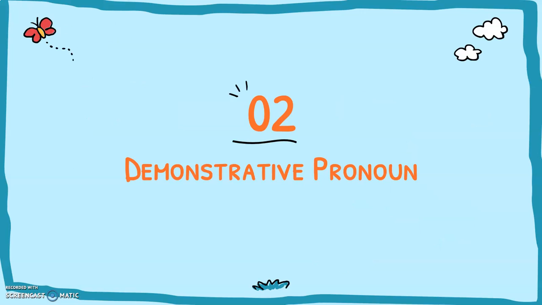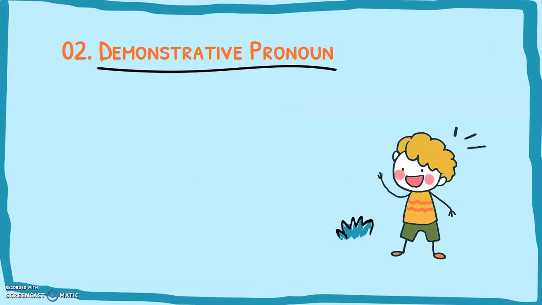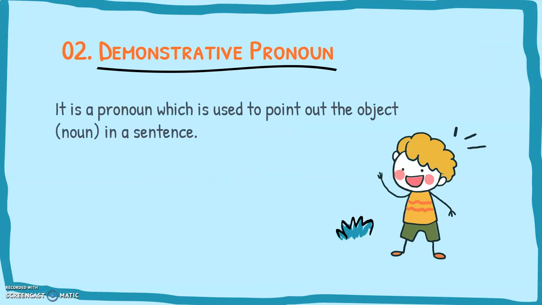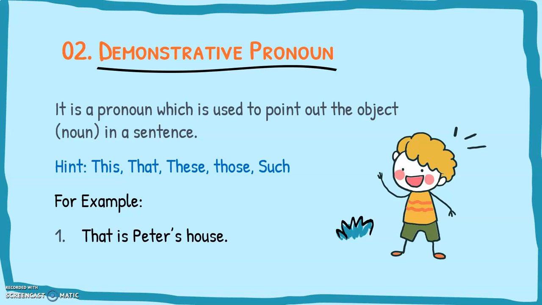Now let's see the second type, that is demonstrative pronoun. Now what is a demonstrative pronoun? It is a pronoun which is used to point out the object noun in the sentence. There are some hint words here. They are this, that, these, those, and such. Let's solve the example and clear our doubts about this. For example, first one is that is Peter's house, and second is these clothes are wet.